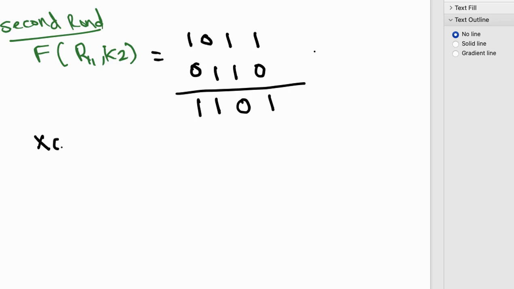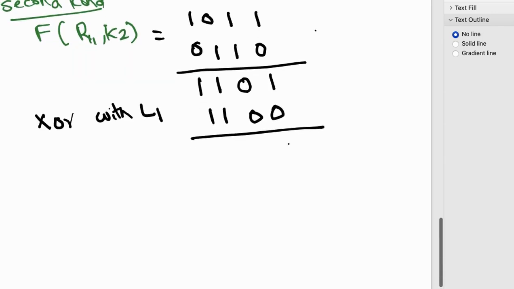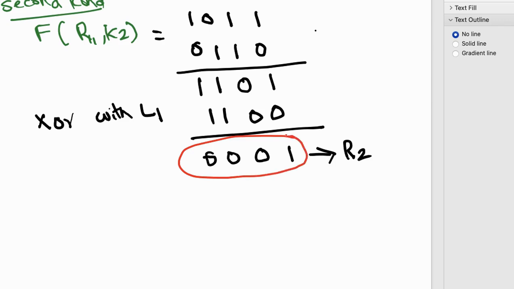Next we need to apply XOR with L1. L1 is 1 1 0 0. Again we are applying the XOR, and that gives 0 0 0 1. So this is the new round output we got.